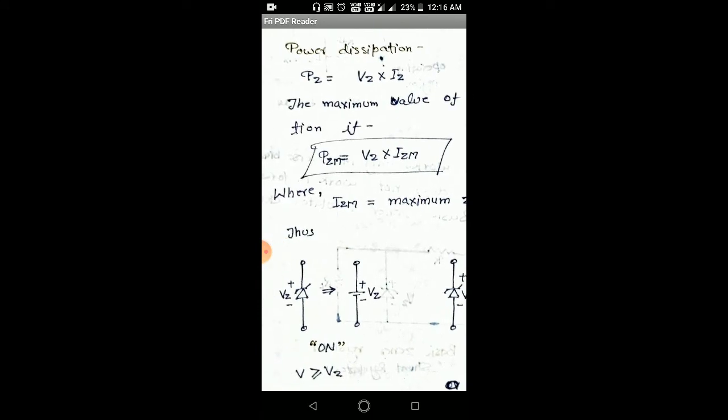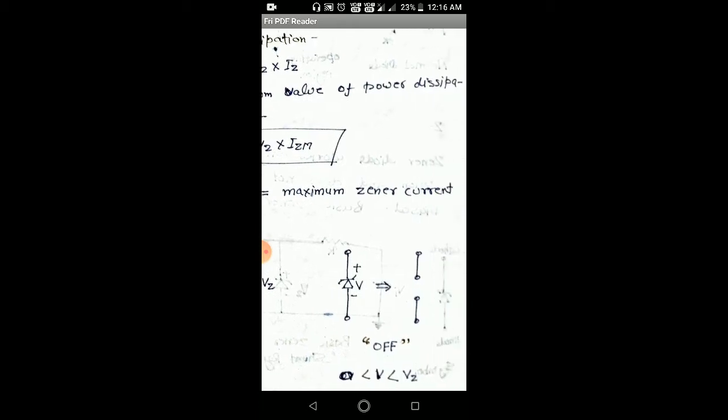So here, as we can see, when the voltage across the Zener diode is greater than or equal to Vz, then the Zener diode acts as a regulator, that is, it is in the operating region. Clearly we can see the Zener diode is in the on position. But when the voltage across the Zener diode is greater than 0 and less than Vz, then the Zener diode acts as an open circuit. It means the Zener diode is in the off condition.